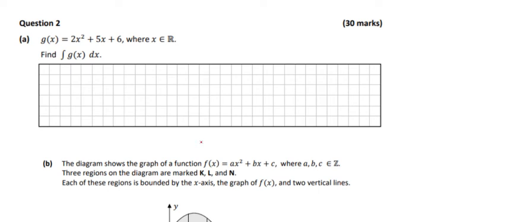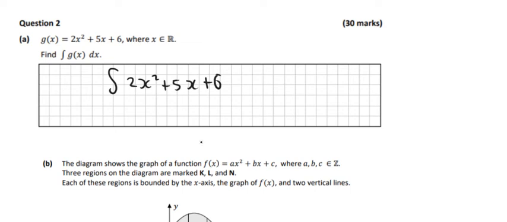Hi folks, so for question 2, it starts into integration. So the first one is just a simple enough integration. So we have to integrate 2x squared plus 5x plus 6. So we just integrate one at a time.